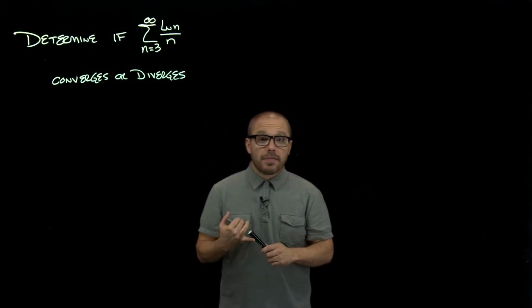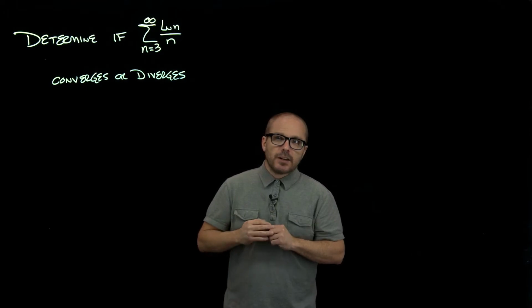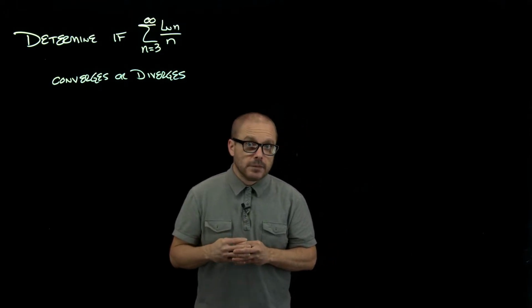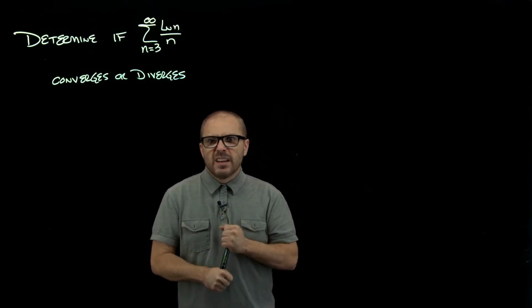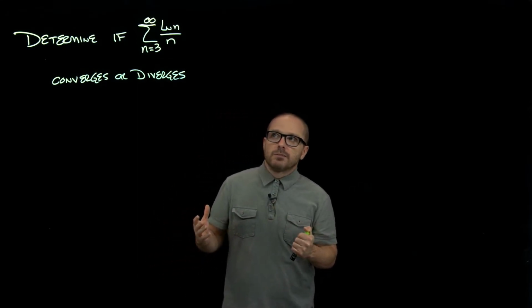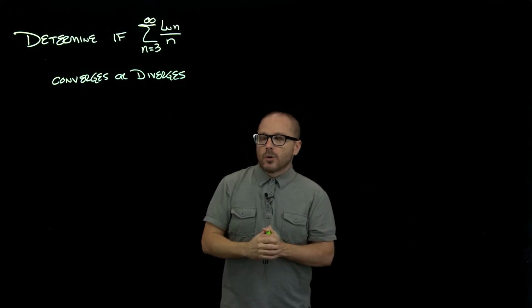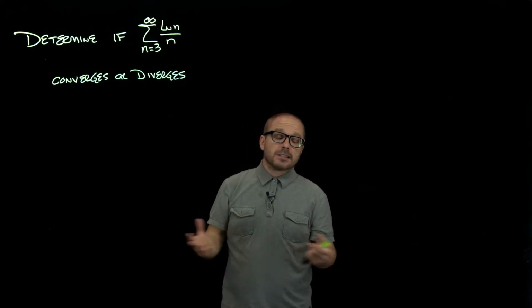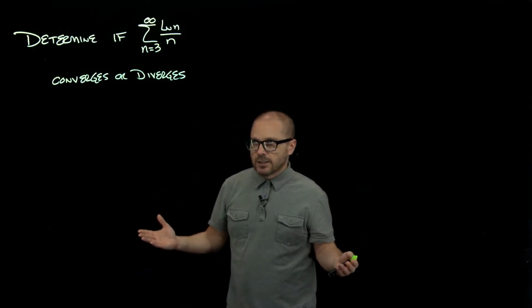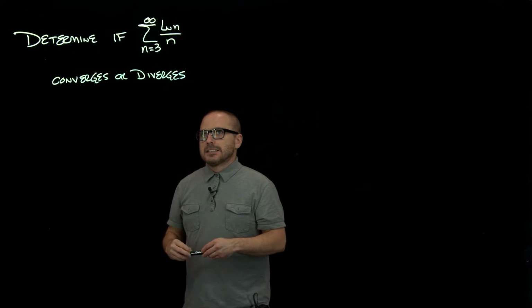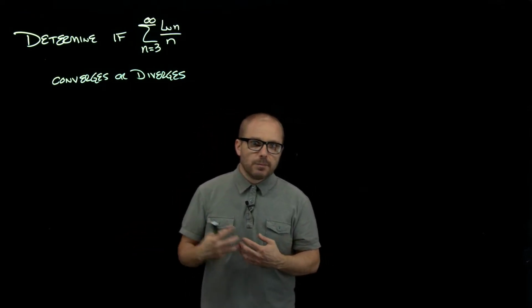What else do we know? Nth term test. Well, take the limit as n goes to infinity of natural log of n over n. That's actually theorem 5, tells us that goes to 0. And we kind of know that intuitively, right? We know that polynomials grow faster than logarithms, so that should go to 0. So that's inconclusive. Remember, nth term test, no good if it goes to 0. Doesn't tell us anything.